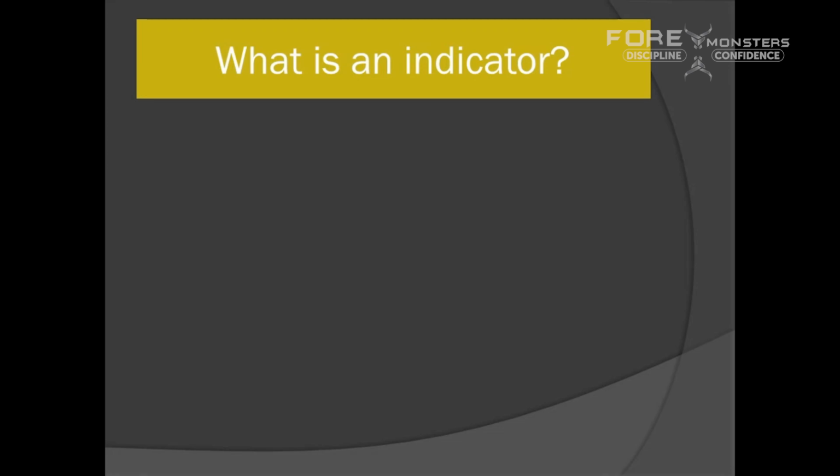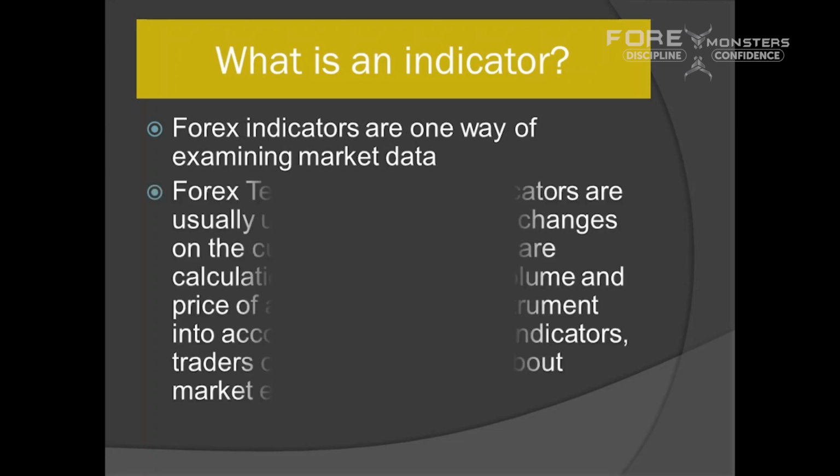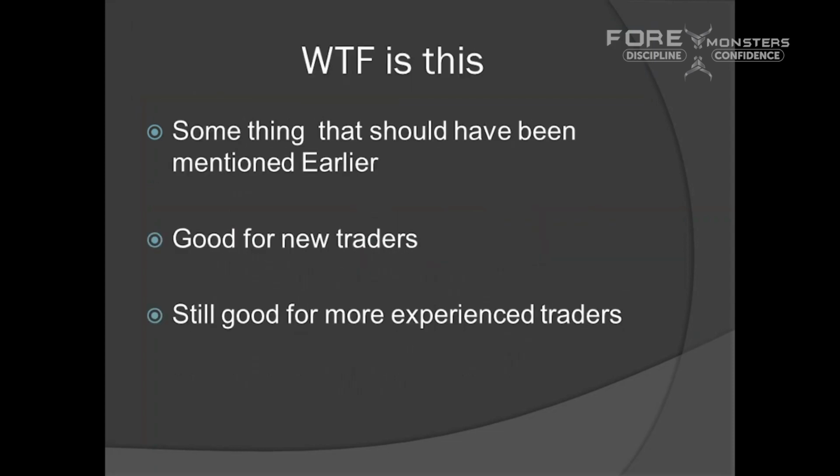The other thing we are going to look at is when they ask you what is an indicator, like a general question. Forex indicators are one way of examining the market. For example, they use it as price action or in conjunction with other chart analysis. Forex technical analysis indicators are usually used to forecast price changes in the currency market. They are calculations which take the volume and the price of a certain financial instrument into account. Using forex indicators, traders can make decisions about when to enter the market and when to exit the market.